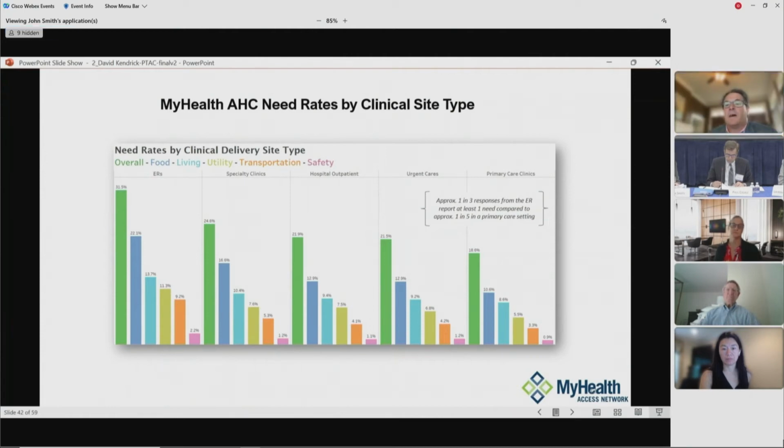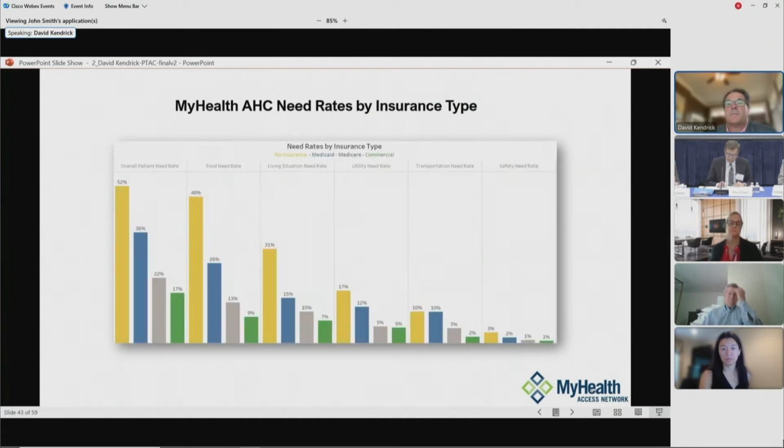And so we can tell very granularly where social needs are by sites of care, and by payer type as well. And we show, of course, even commercially insured patients have a 17% rate of social needs in our community. And this is of great interest to those populations.